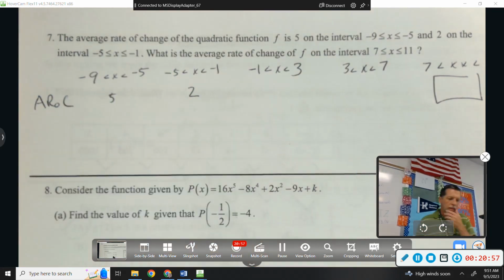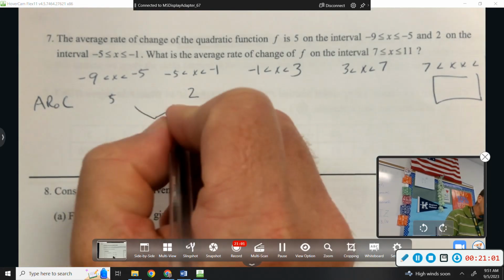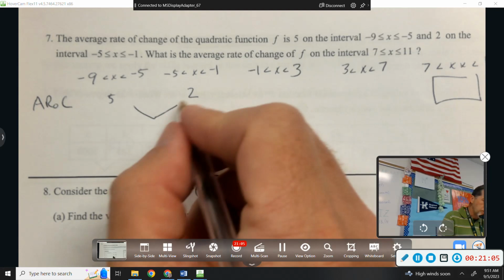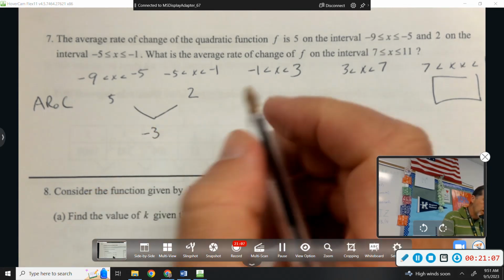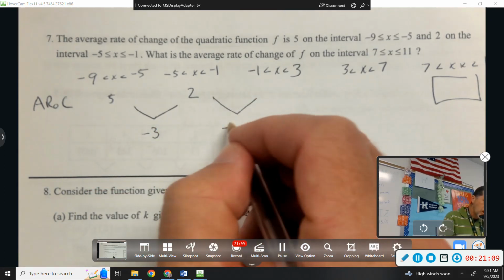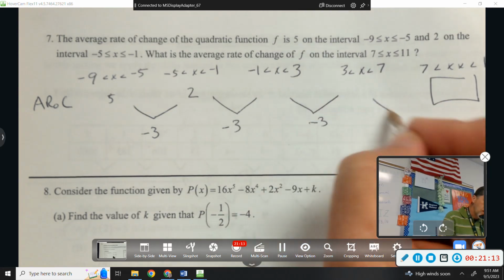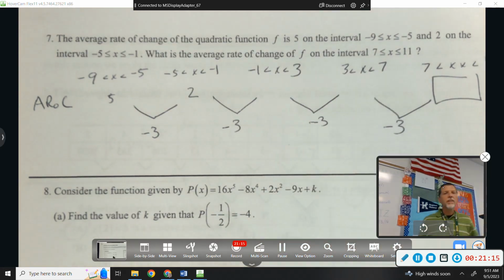So it gives me the average rate of change. It's a quadratic, so that means this difference should be the same. So from 5 to 2 is negative 3. And those are supposed to be the same. I think we're just going to have to piece this together here.